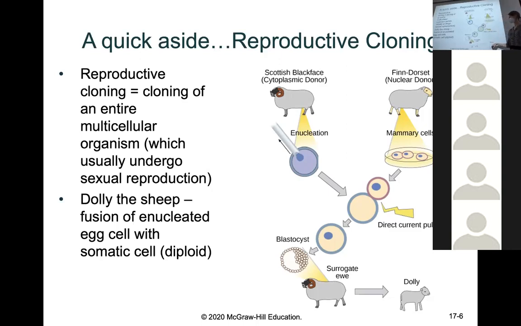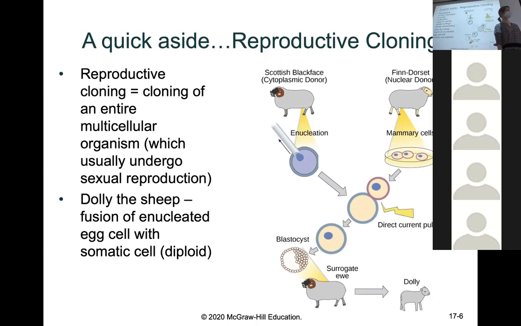So she was exactly the same as this sheep. There was no mixing of DNA. All the DNA from the somatic cells of this sheep is in her. She doesn't have any father DNA. So IVF still has that combination of mother and father.